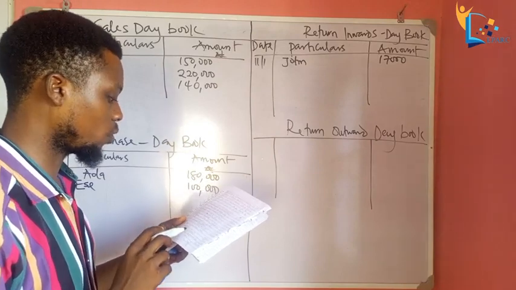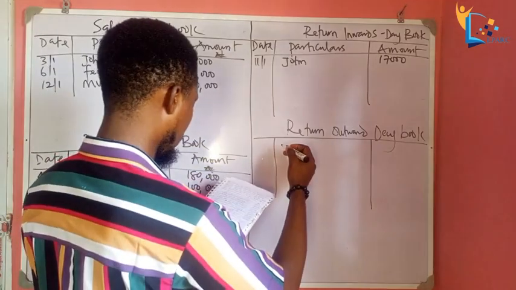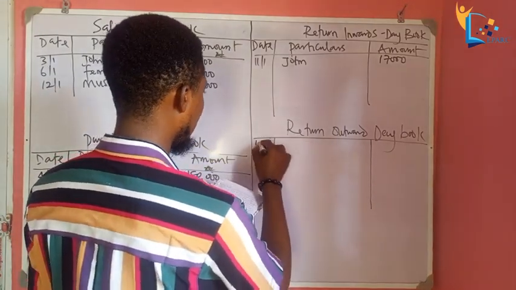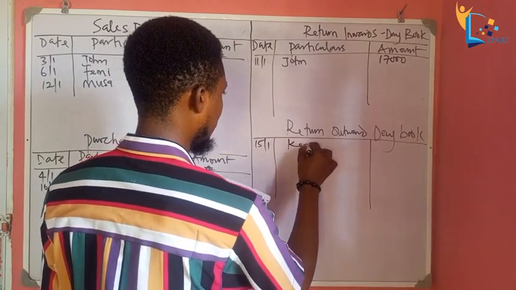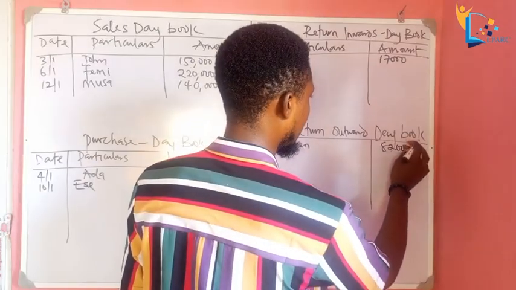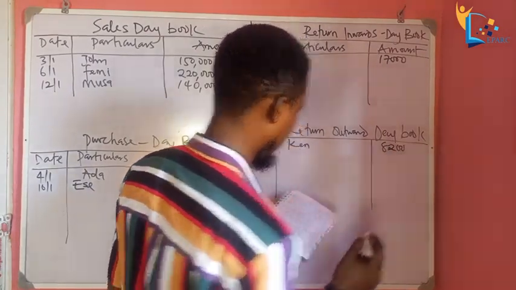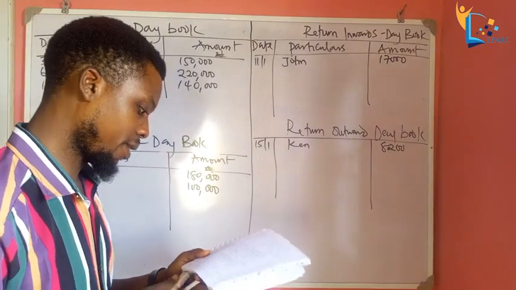Okay? Goods returned to Ken. Ken is our supplier. Goods returned to Ken. What date is that? 15th. Ken. How much? 8,200. Okay?